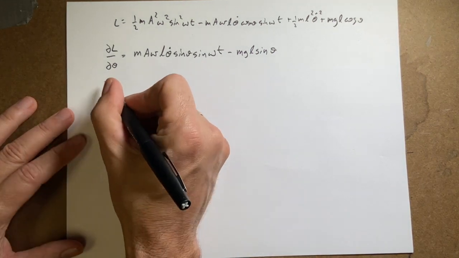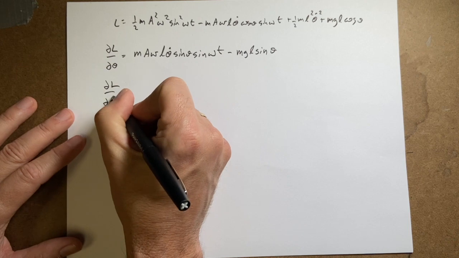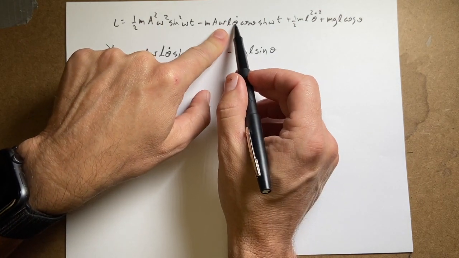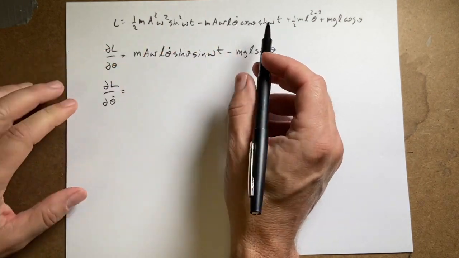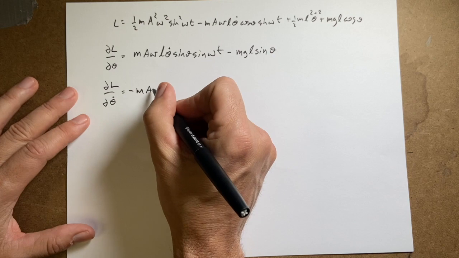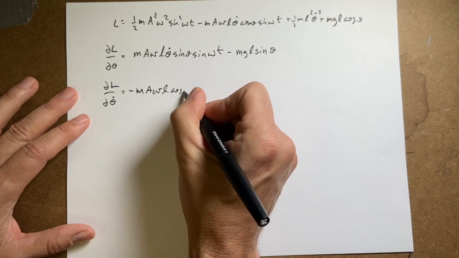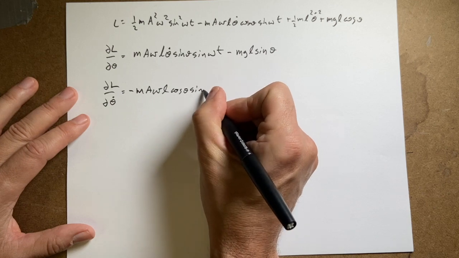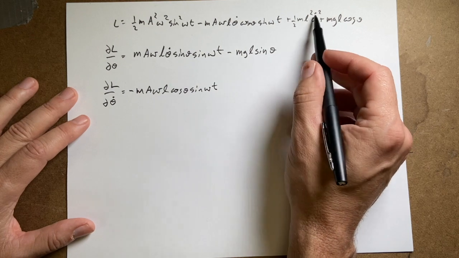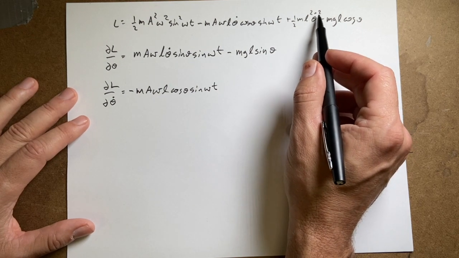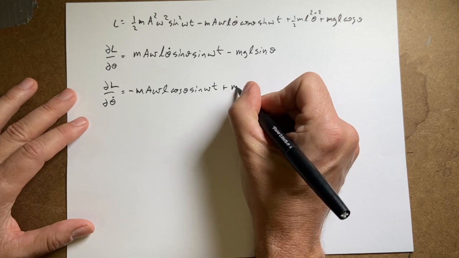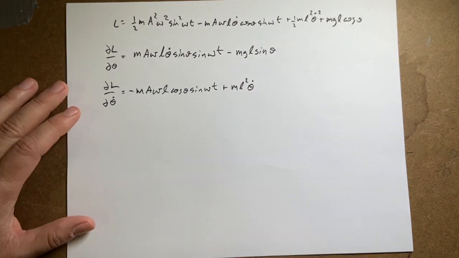Now we can go on to the partial of L with respect to theta dot. Okay, I'm looking for theta dot terms. Here's one. And that's pretty easy, right? If I take the partial of this with respect to theta dot, I just get all that stuff without the theta dot. So I get minus m a omega L cosine theta sine omega t. Then here's another theta dot. So if I take the partial with respect to theta dot, the 2 comes down front, and I get 2 over 2 m L squared theta dot. So it's going to be plus m L squared theta dot.